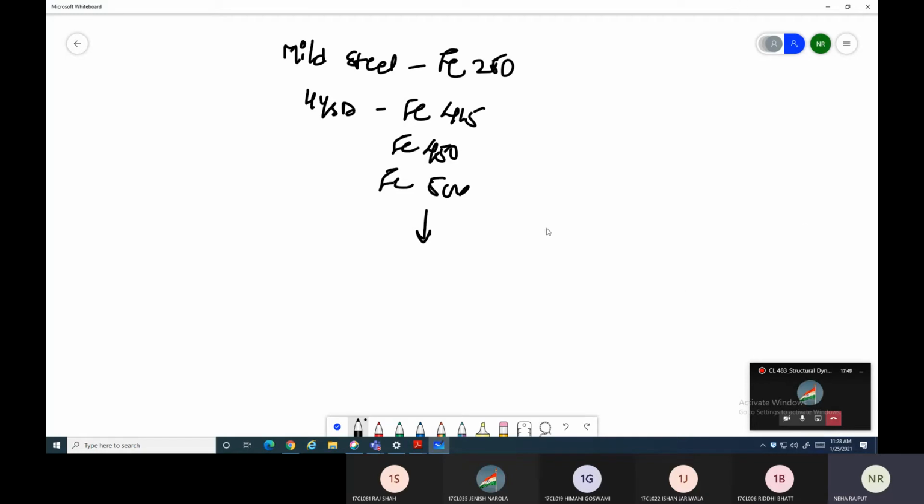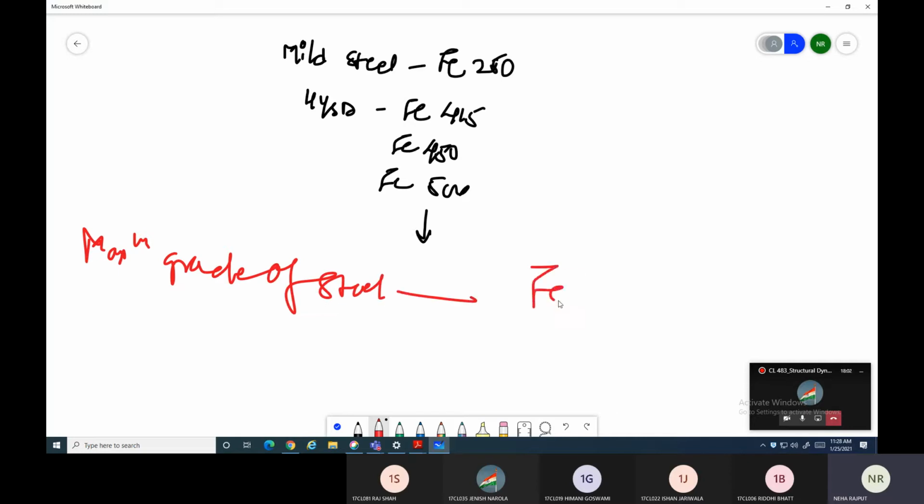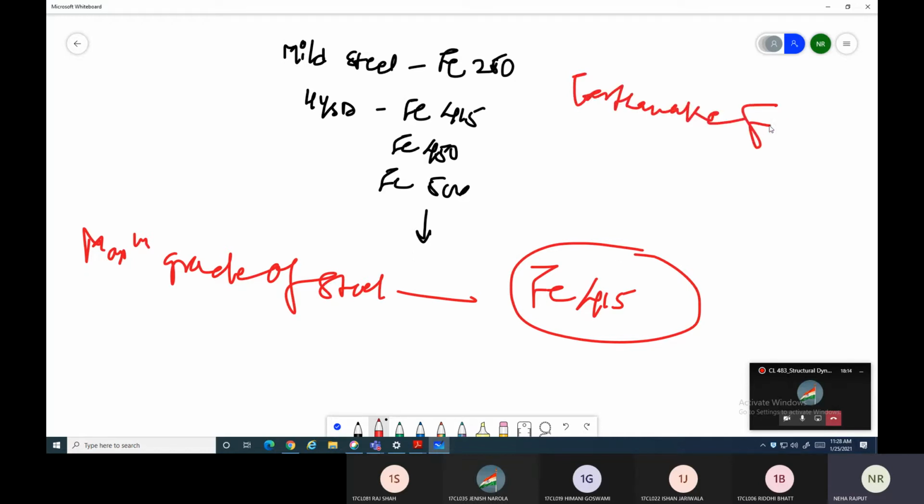Now as per 13920, from the earthquake point of view, the maximum grade of steel should be Fe 415 maximum, not more than Fe 415. The reason behind that is you are dealing with the earthquake force. Right, you are dealing with the earthquake force. Later on you will see that when the earthquake comes onto the structure, the structure will start oscillating.